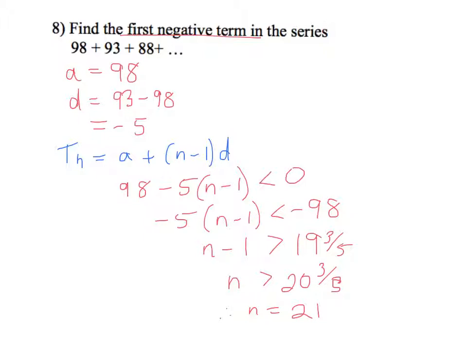So if n is 21, then what is that 21st term? Well, let's find T21, which represents the 21st term, and hopefully you should get that it is a negative number. So let's substitute in. T21 is equal to A, which is 98, plus n minus 1, so 20 times D. And so that's 98, and 20 times -5 is -100, which is -2. Brilliant. Our first negative term in the series is -2.